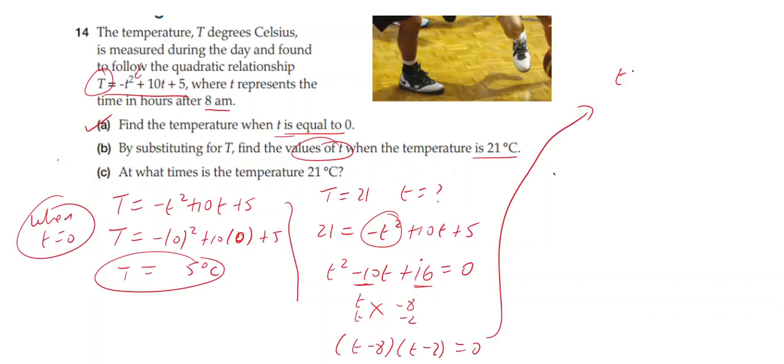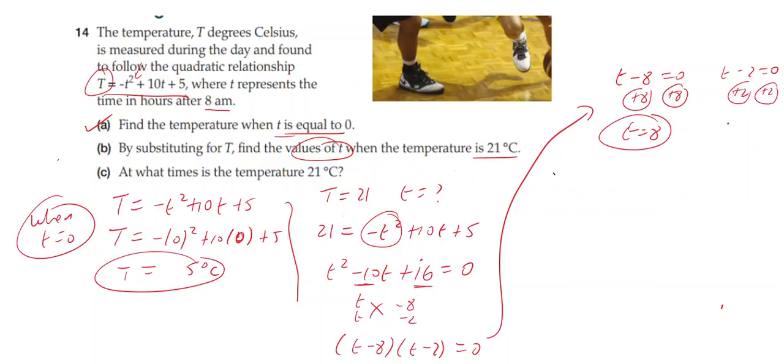So using the null factor law, either the first factor is 0, so t minus 8 equals 0, or t minus 2 equals 0. Adding 8 to both sides, t equals 8, or adding 2 to both sides, t equals 2. And they're both positive numbers, which is good because we're expecting time to be positive.